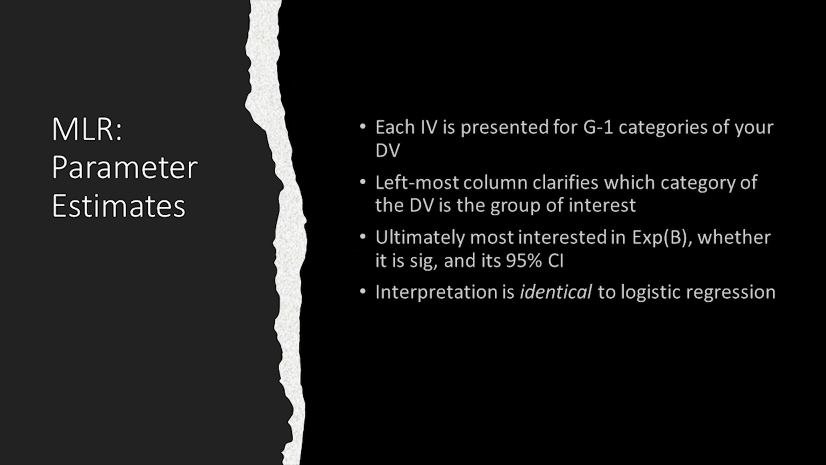When we're looking at parameter estimates, or the individual independent variables in our analysis, we're going to have separate boxes in our SPSS output for each category of the dependent variable, except for the variable that we set as our reference category. So each category of our dependent variable is going to be compared against our reference group of that dependent variable. The leftmost column clarifies which category we're actually looking at for the dependent variable.